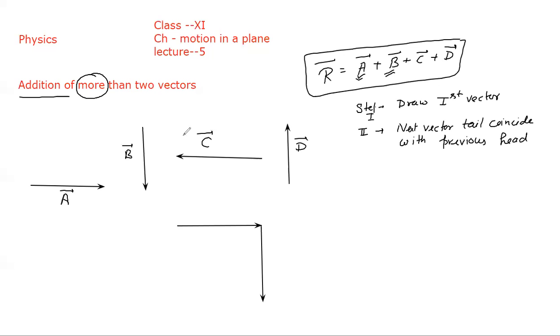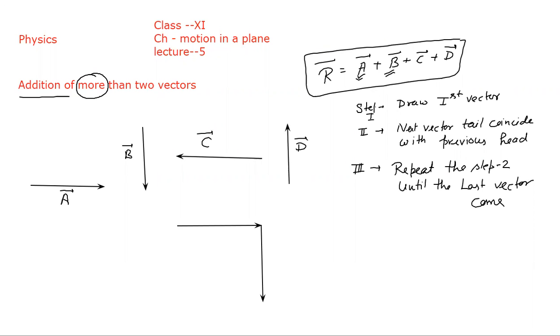Now step 3. What is step 3? Step 3, repeat step 2 until the procedure is finished, until the last vector comes. Same step follow करना है जब तक लास्ट वेक्टर ना आ जाए. So we apply the same procedure until the last vector comes.